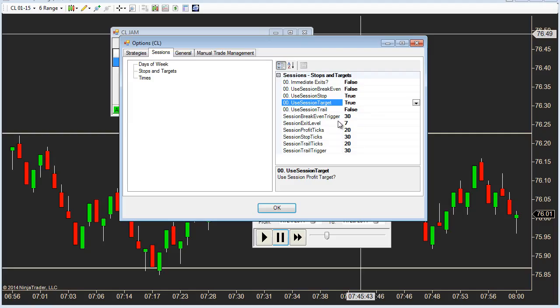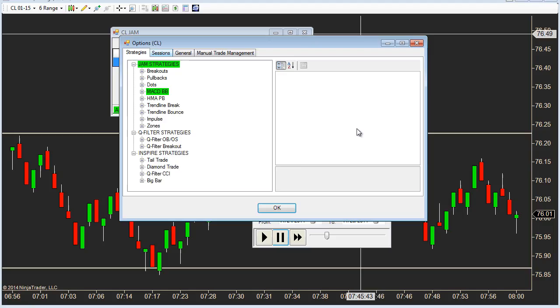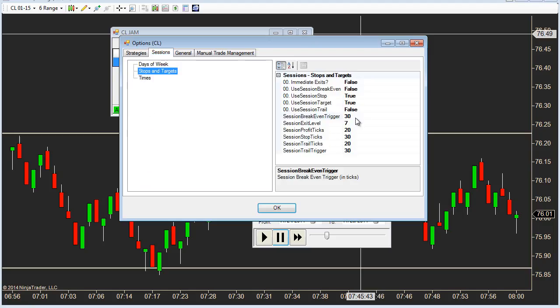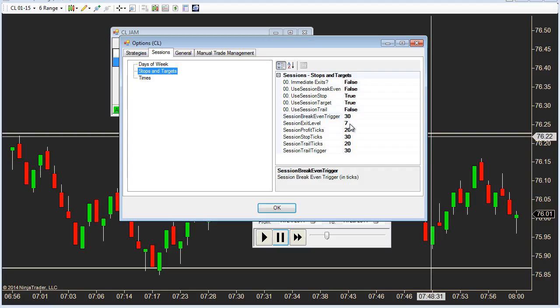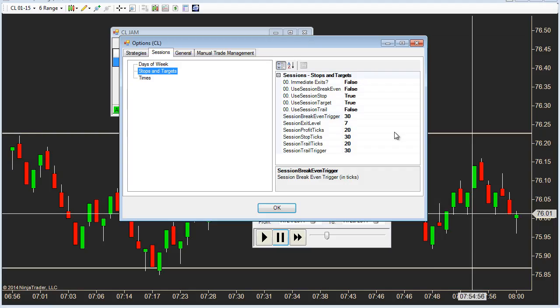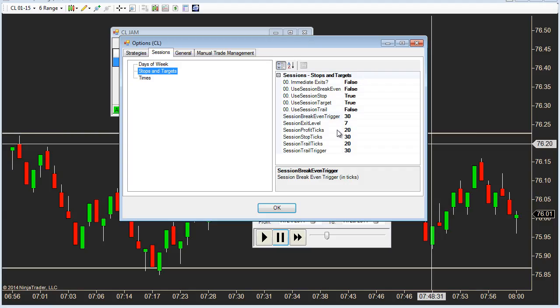Okay, then the numbers down here, session break even trigger, that's pretty self-explanatory. 30 is for 30 ticks, then we'll move it to break even on the session. That's not per trade. Per trade settings are done under the strategies. So that session break even could be 3 trades. It could be whatever it is. Session exit level, that's the numbers that come on the screen. Session profit ticks per exit level.